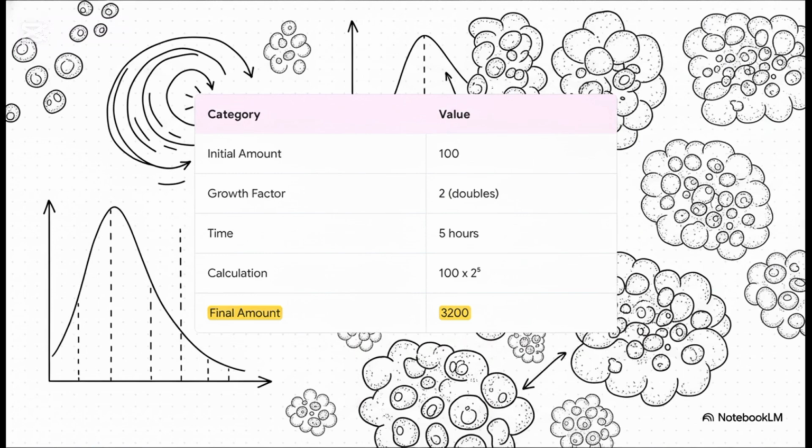Let's say we start with 100 bacteria. They double every hour, so our growth factor is 2. After 5 hours, the calculation is just our initial amount, 100, multiplied by 2 to the power of 5. 2 to the 5th is 32. So 100 times 32 gives us 3,200 bacteria. That language of indices describes this growth perfectly.